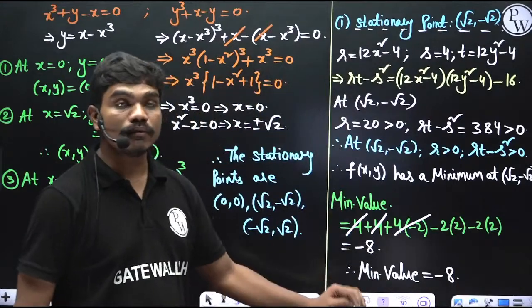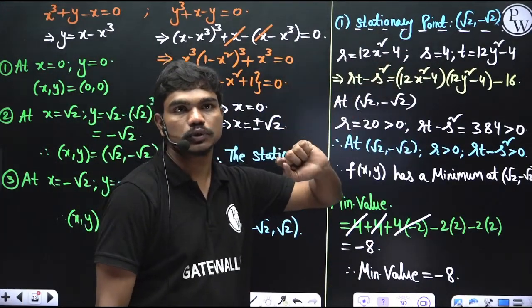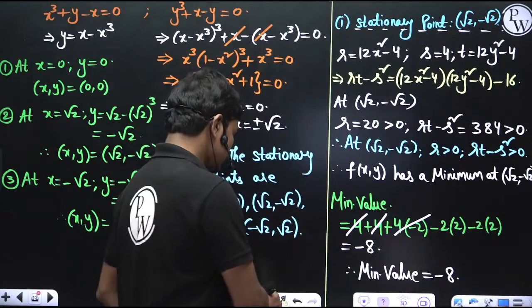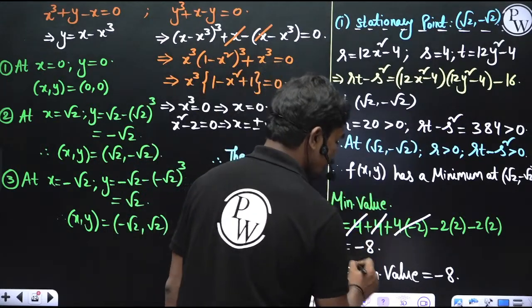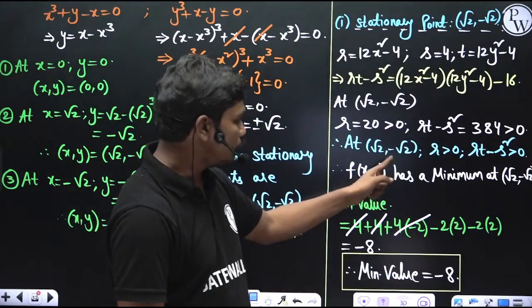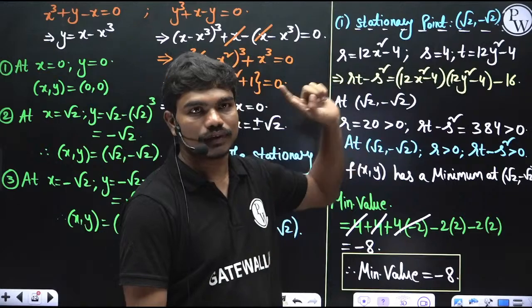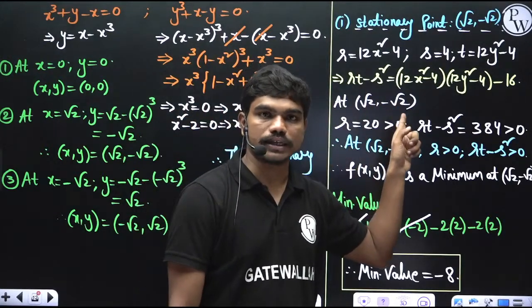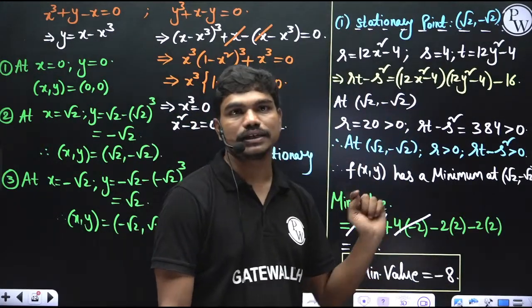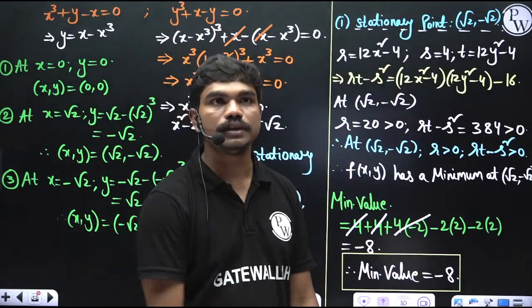Okay, so the minimum value of this function is minus 8 and that happens at this point root 2 comma minus root 2. Clear to all of you? Yes or no? Please type it in the chat box. Is this point clear? The minimum value is minus 8 because these conditions are getting satisfied and the point is root 2 comma minus root 2. So this function has a minimum at square root of 2 comma minus square root of 2 and the minimum value is minus 8. Okay, so is this analysis clear to all of you or not? Please type it in the chat box.